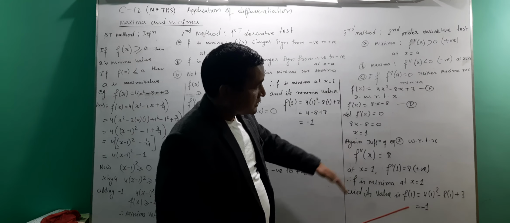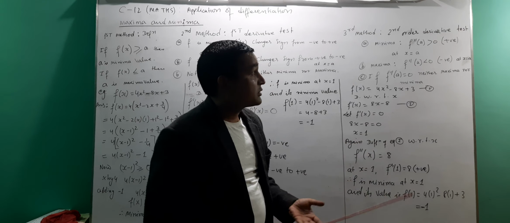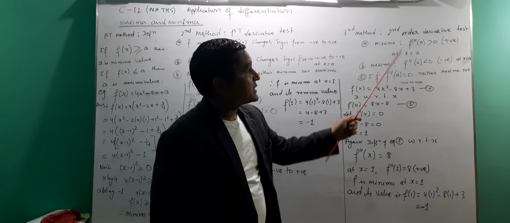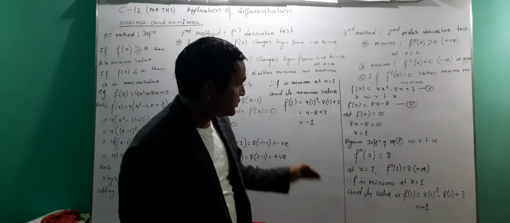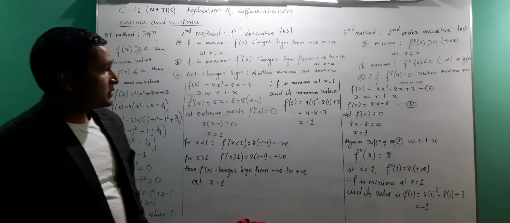Because after doing differentiation, you can put the value directly. If the sign comes positive, then it's minima. If the sign comes negative, then it's maxima. Okay, these are the basic things. Go through them again and again till you understand.